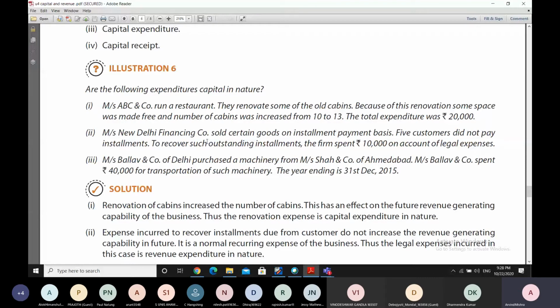Now, what is happening here, when we look at it carefully, the number of cabins is being increased. So by increasing these cabins, the future revenue generating potential or capability of the business will go up. And therefore, an enduring benefit is most likely to occur here. Or rather, the expenditure is being made directly to have an enduring benefit from it. And therefore, the revenue expenditure being made here is capital expenditure in nature.